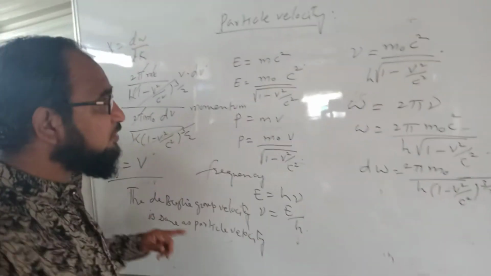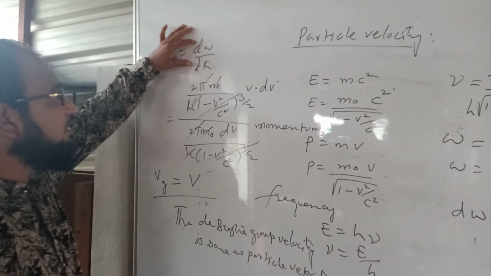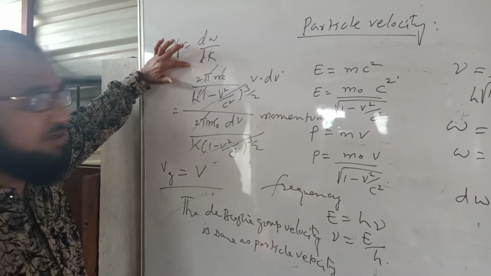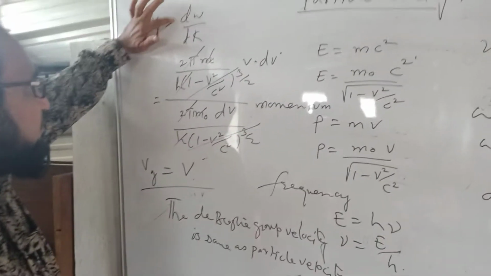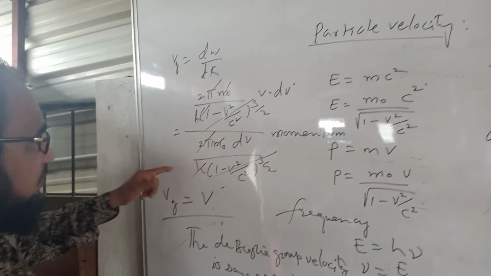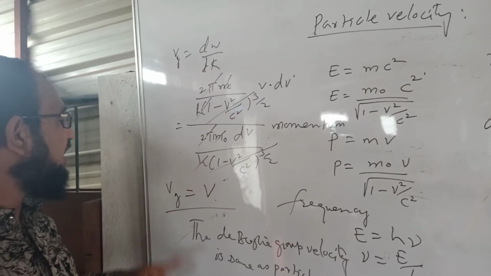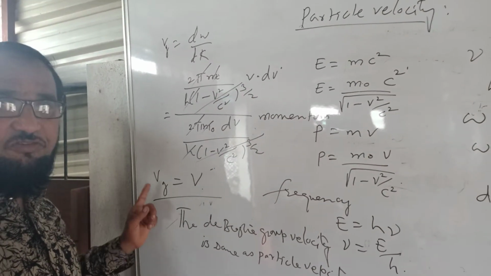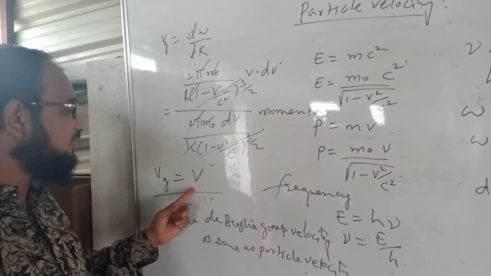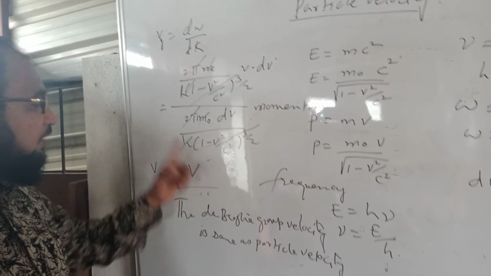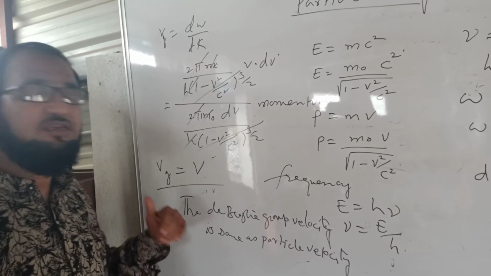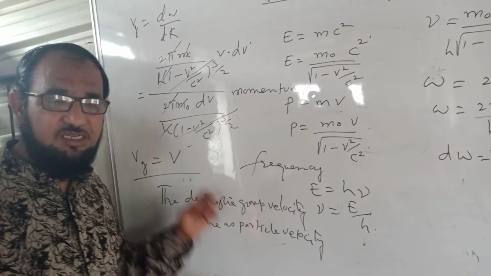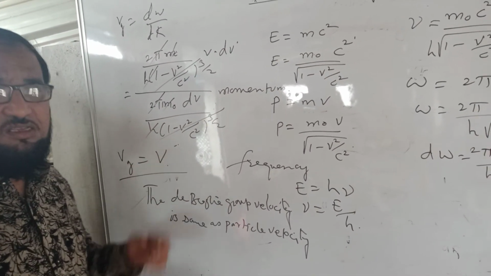Now I know the value of d omega and the value of dk, so I can find the group velocity as d omega upon dk. Substituting the value of d omega and the value of dk, everything will get cancelled except the v. Therefore we can say that the group velocity is equal to the particle velocity, or in de Broglie waves the group velocity is the same as the particle velocity, which you can prove from here. Thank you very much.